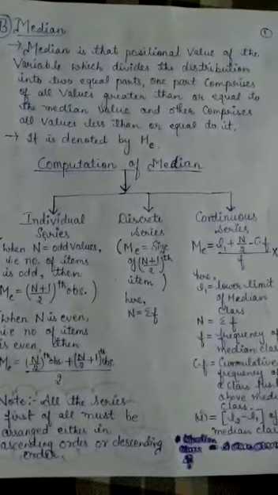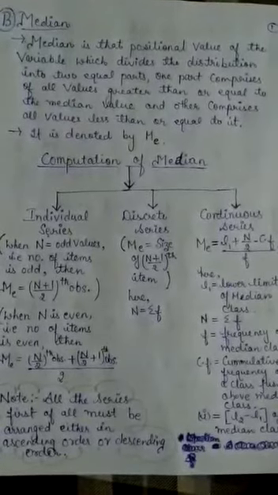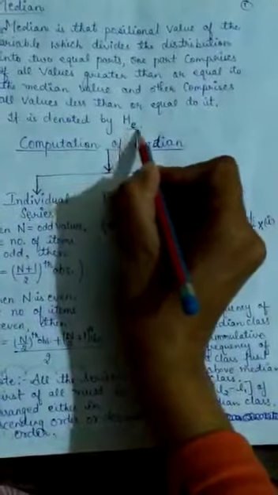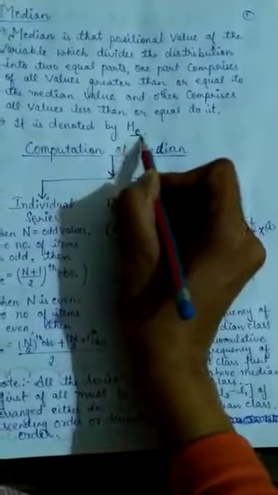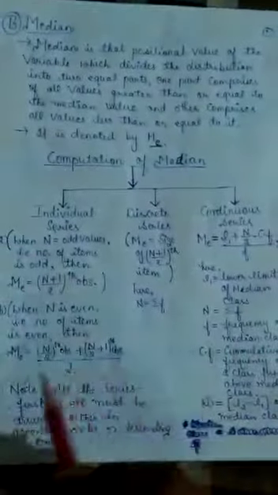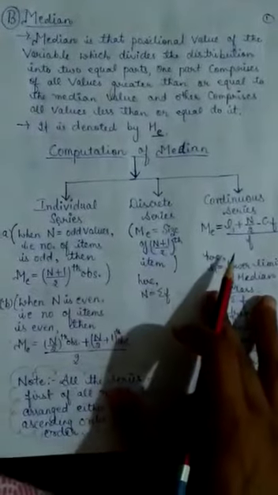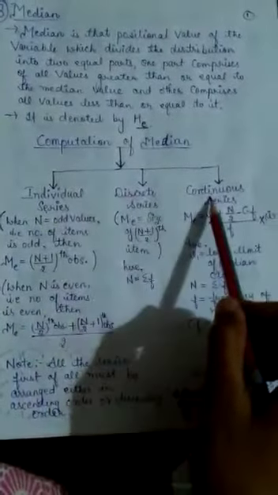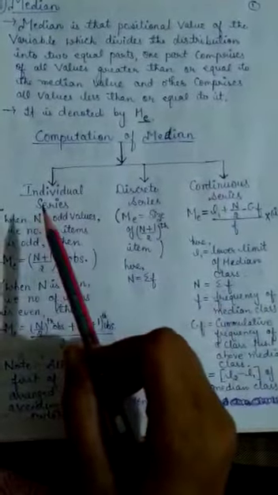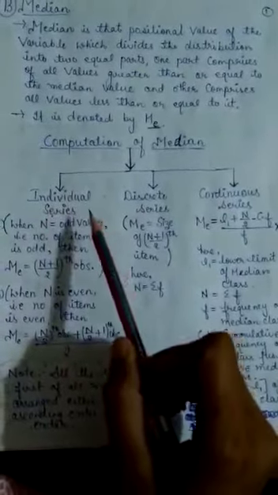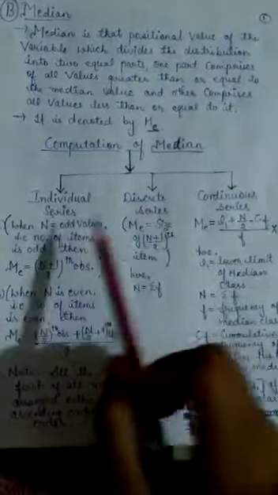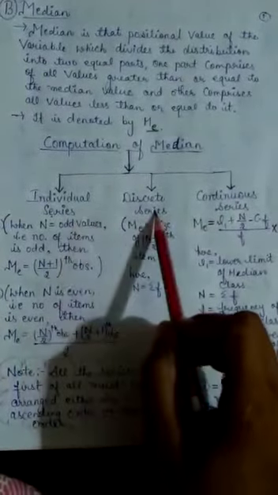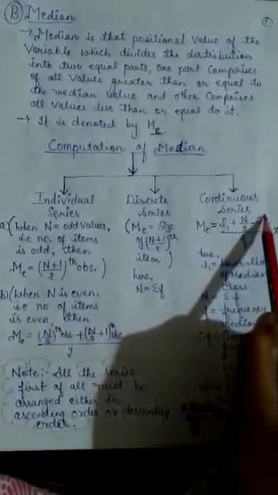Now let's have a look. Median is denoted by ME. As we have done in mean also, we have three different types of series: individual, discrete and continuous. In the same way, for median also we have three different series, and all series have different ways of calculating median. This is individual, this is discrete, and this is your continuous series.